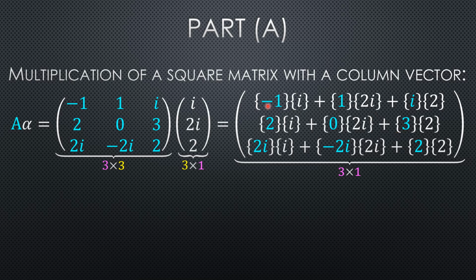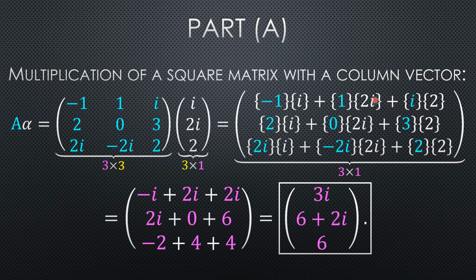Once we go ahead and now multiply this out, we can simplify it. And then we see that this leads to i plus 2i plus 2i, or negative i, 2i plus 0 plus 6, minus 2 plus 4 plus 4. All that comes together to our 3 by 1 finale.